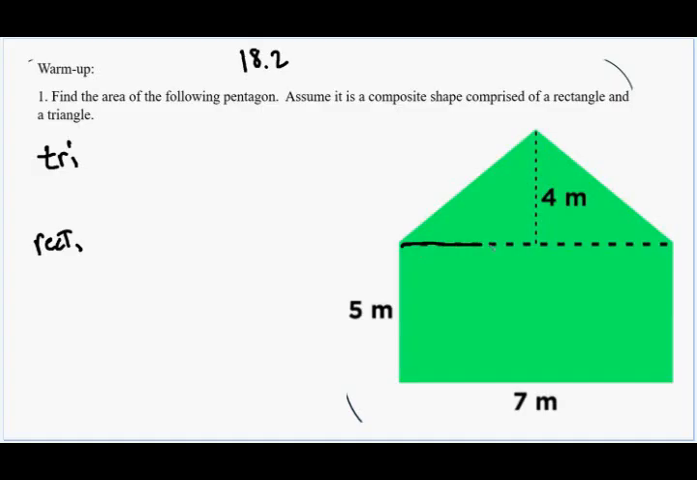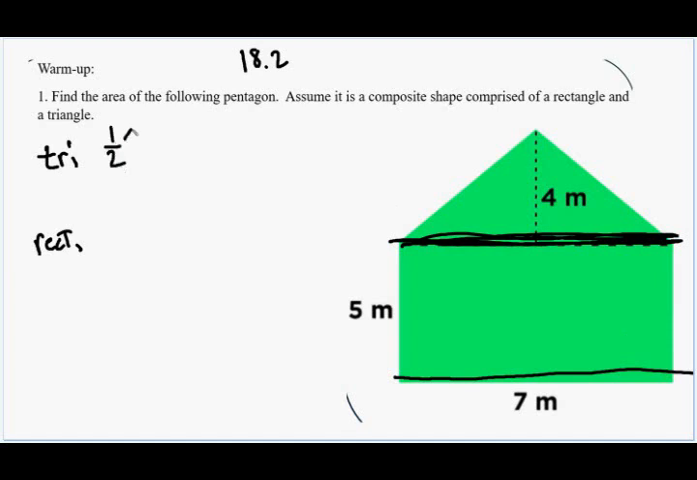So let's do the triangle first. Here's our base. The base will be the same as down here at the bottom of the rectangle. Our area of a triangle is 1/2 times the base 7 times the height 4. 4 is from right here. And let's find that first. Half of 4 is 2. 2 times 7 is 14. So the triangle has 14 square meters.